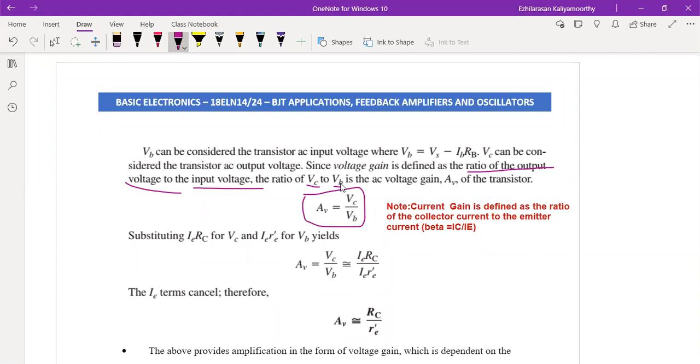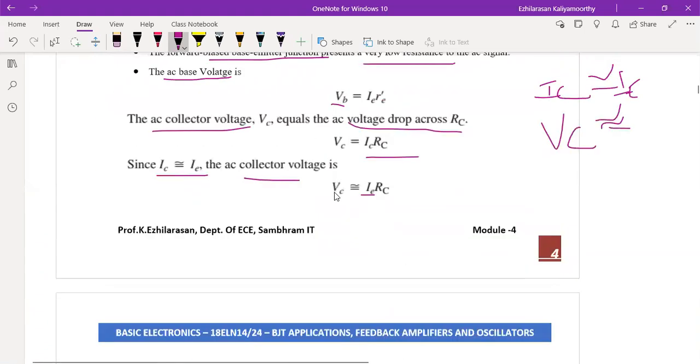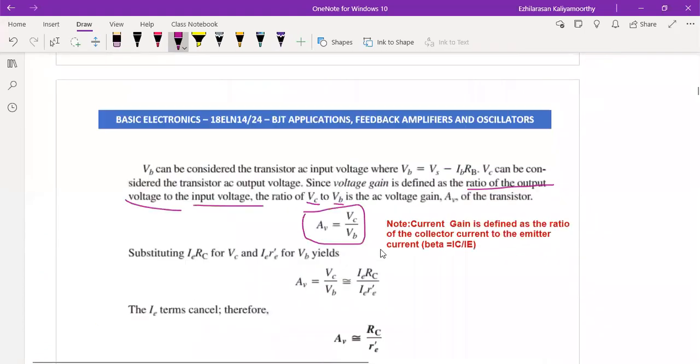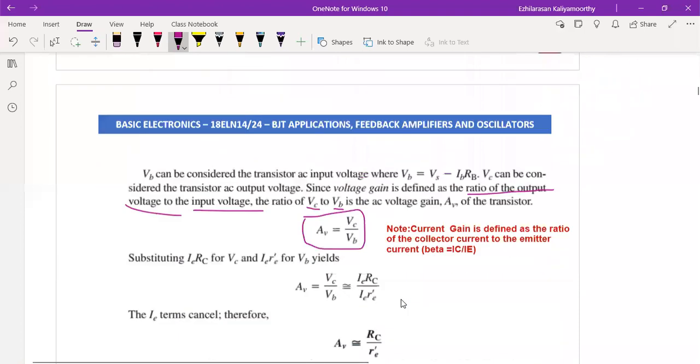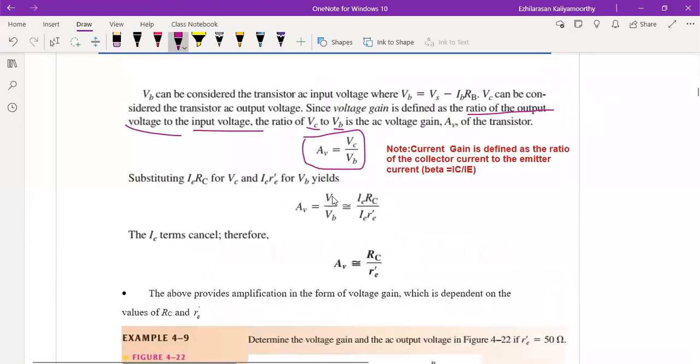Now what you do? Let us substitute all the parameters over here. That is AV is equal to what is VC? Now substitute IE RC for VC because already we got VC is this. Then VB also we are having the term, so both you have to substitute here. VC by VB is equal to IE RC by IE RE dash. Now the IE terms will get cancelled. This is IE, capital I. Then we'll get AV is equal to RC by RE dash.